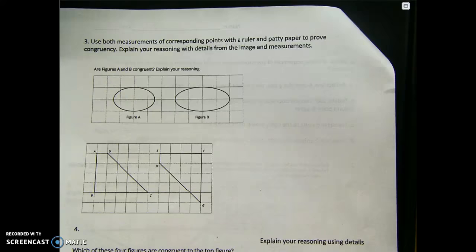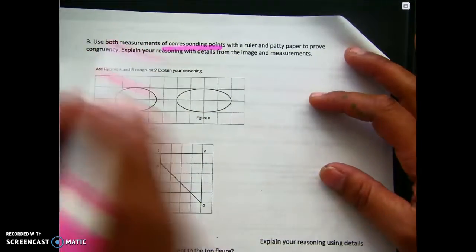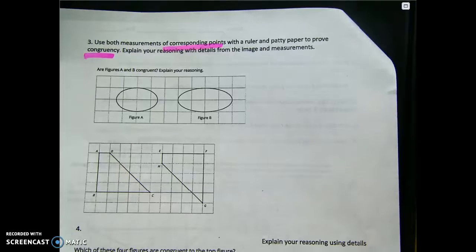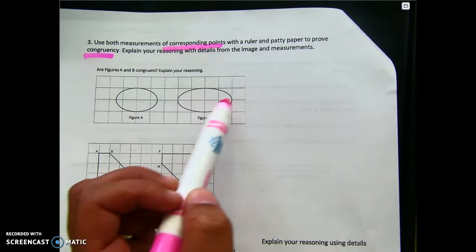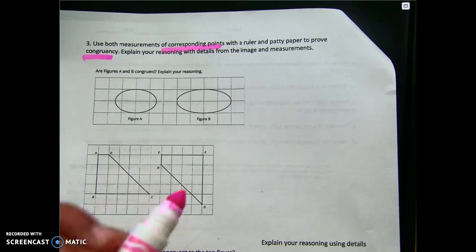Hey class, so this is the one question I am recording on the review, and this is number 3. We're going to talk about congruency using corresponding points. I can clearly see that the first diagram is not congruent because figure B is much larger than figure A, but I need to prove it.